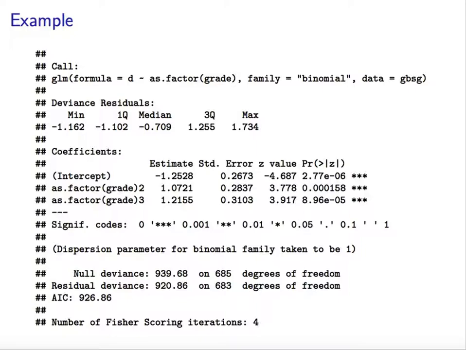So now that we're finished with that tangent, let's go ahead and look at the GBSG data set. Specifically, what is the change in risk of recurrence of breast cancer within a fixed time period given the grade of the tumor removed? Grade here is a number between 1 and 3. So let's pick this R output apart a little bit.